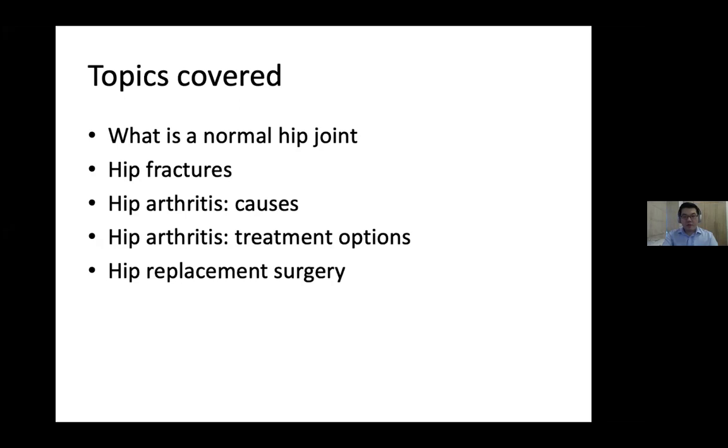So the topics which are covered are considering what is actually a normal joint, what actually is hip fracture, and how do people actually get it, and how do we actually prevent it? What are the causes of hip arthritis? What are the treatment options for them? And also what is actually hip replacement surgery?